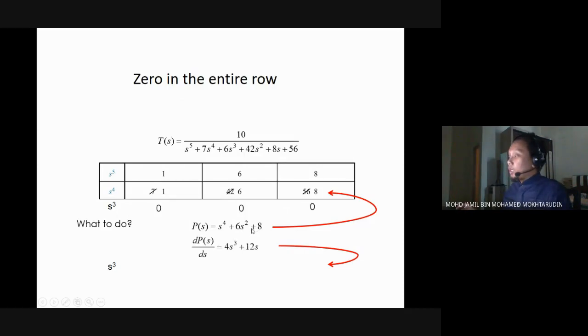After that, you need to differentiate the polynomial. So you need to find dP over ds. So this becomes 4s cubed plus 12s. And then you use the coefficients of the differentiated polynomial as the values for the row S3. So you replace all the 0s here with new values. So it becomes 4, 12, and 0, because there is no more coefficient, you put 0.